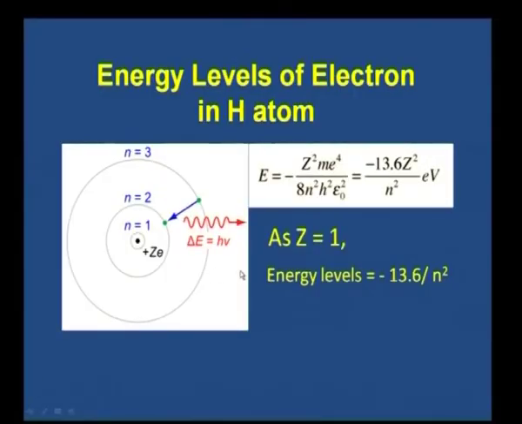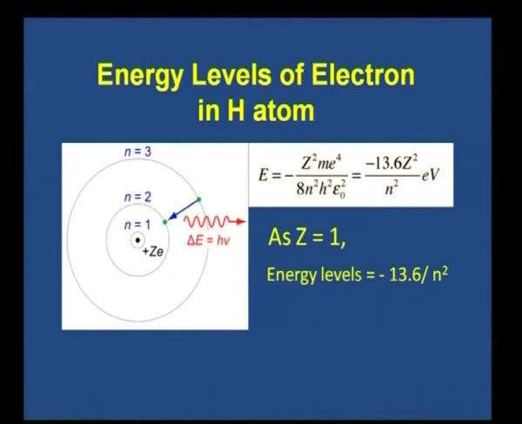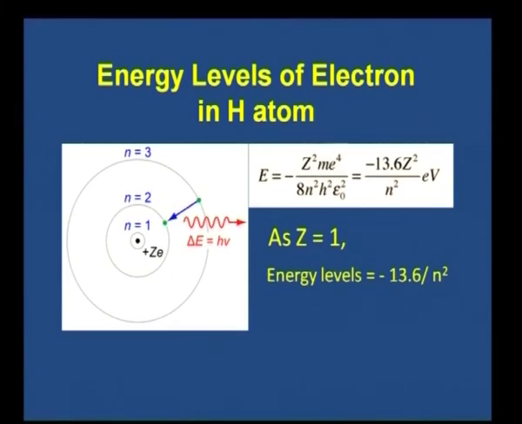As all of you know by now, the energy levels are given by the expression minus 13.6 divided by n square multiplied by Z square, so many electron volts. In the case of the hydrogen atom, Z is 1. So the energy levels will be given as minus 13.6 divided by n square, where 13.6 is the binding energy and n will take values 1, 2, 3 and so on. N is 1 for the K shell, 2 for the L shell and so on.